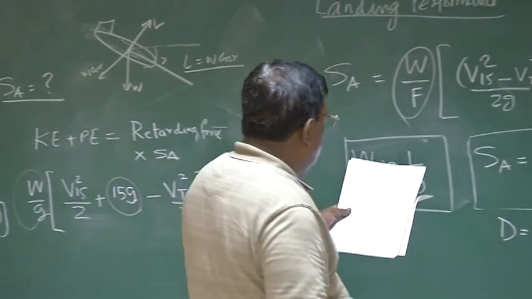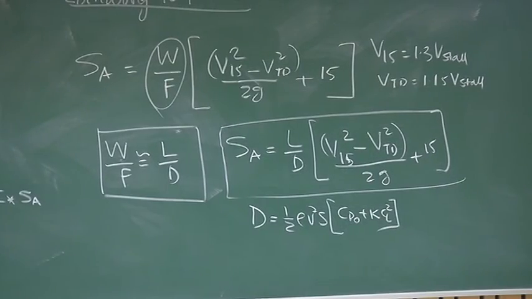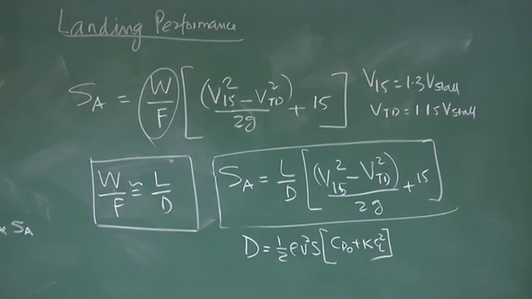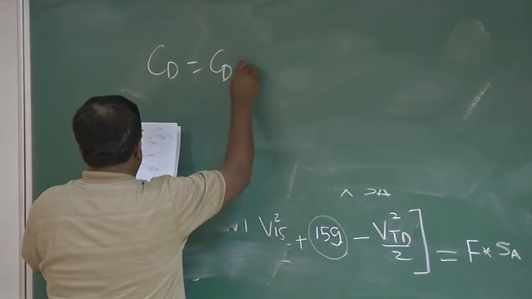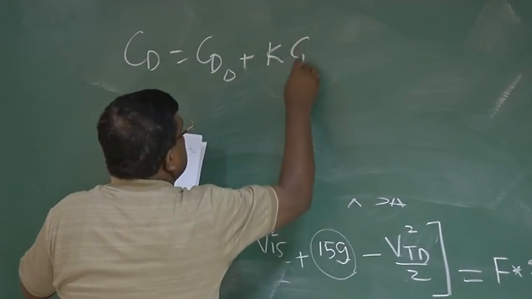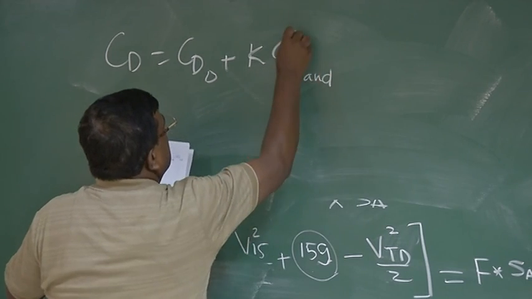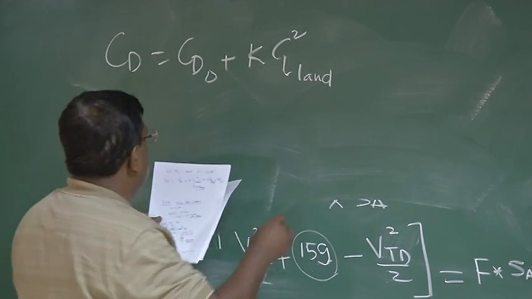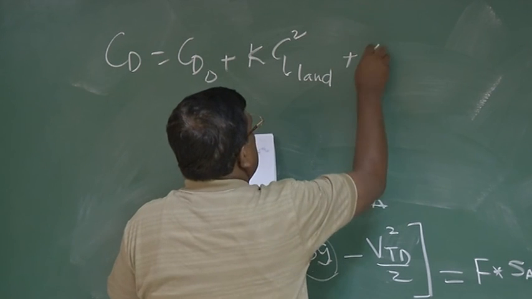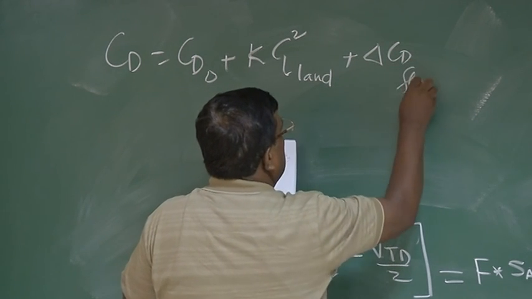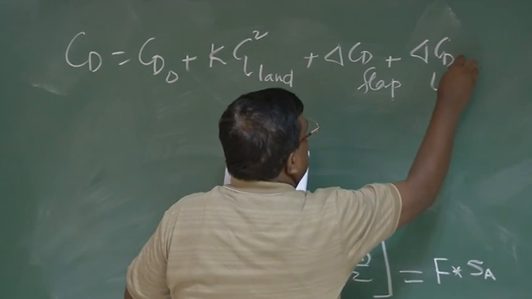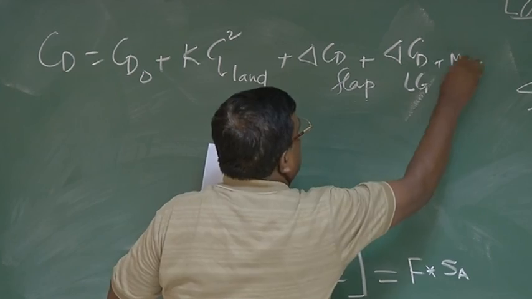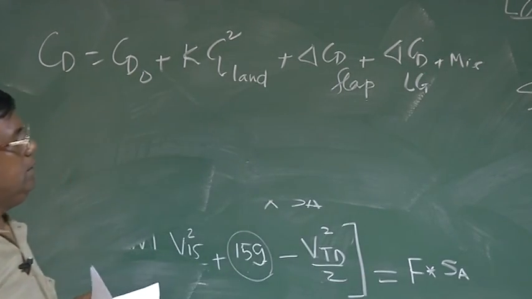So it is a fair enough equation for understanding purpose to write CD as follows. So I can write CD as CD naught plus K CL land, that is CL with which it is coming, square, plus delta CD flap plus delta CD landing gear plus some miscellaneous. Okay, you will understand what the miscellaneous is soon.